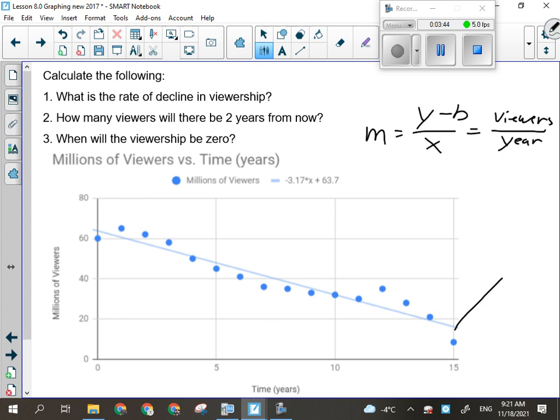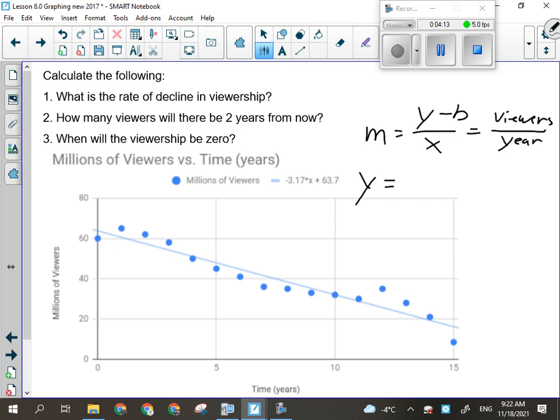Number 2: how many viewers will there be 2 years from now? So we're saying that this is now, the end of the graph will be now. How many viewers will there be? Well, what's the years going to be then? 17. So 17 is going to be my which value, y or x? X. So I'm looking for y, because they're looking for how many viewers there will be.